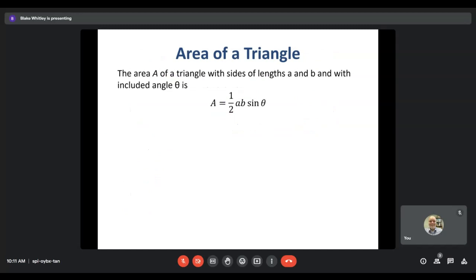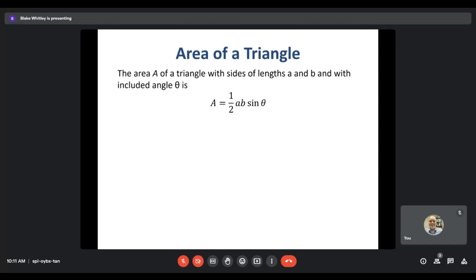All right, and then finally in this section, the area of a triangle. So we all know a formula to find the area of a triangle, 1/2 base times height. What this formula is useful for now is, well, what if you don't have this nice base and height that are perpendicular, that form a 90-degree angle? How could we still find the area of that triangle? So that's what this formula does for us.